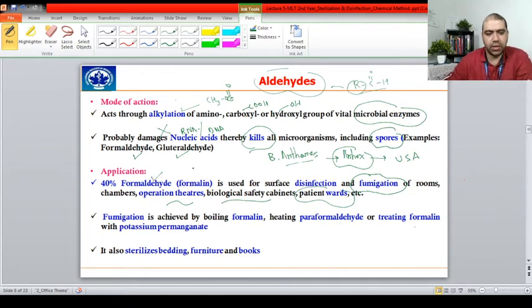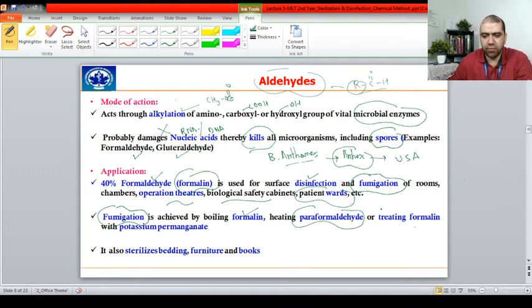So how do you prepare this? 40% formaldehyde in the form of formalin is prepared, and then it's used for disinfection and particularly fumigation, as I told you before, in operation theater rooms, biosafety cabinets and patient wards in the absence of human beings. This fumigation can be achieved in different ways. Either you can prepare this 40% formalin and let it boil. This is one way. Another way is you can heat paraformaldehyde.